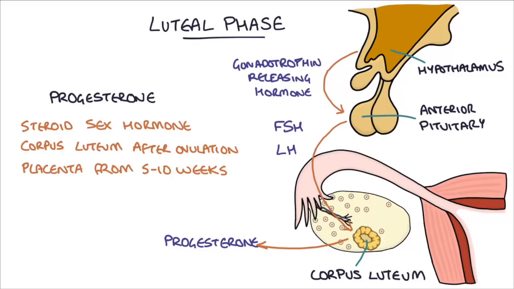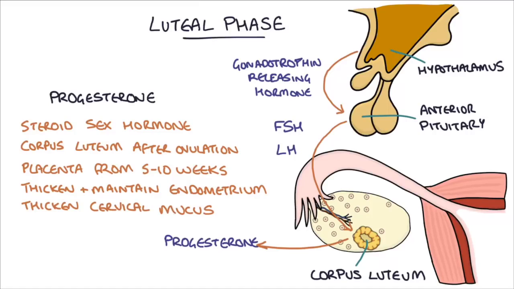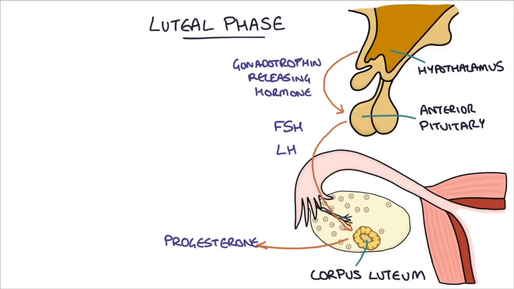Progesterone acts on the tissues that have previously been stimulated by estrogen. So for example, they cause thickening and maintaining of the endometrial lining. They thicken the cervical mucus to prevent things going in and out of the uterus. And they also cause a slight rise in the body temperature. The corpus luteum also secretes some estrogen.